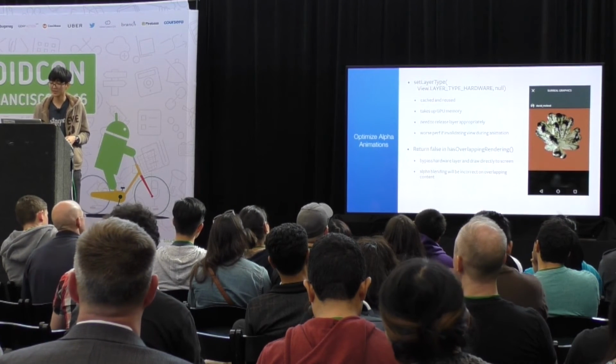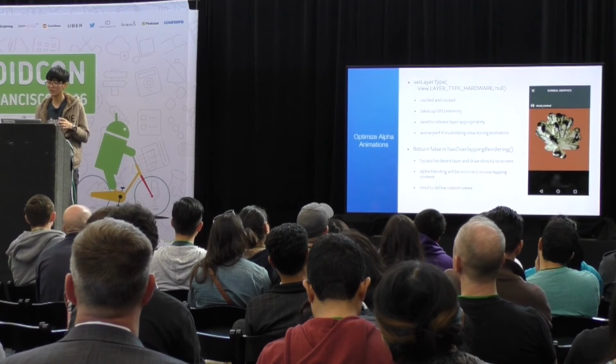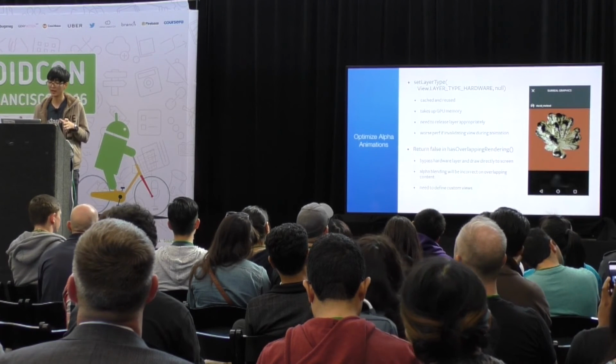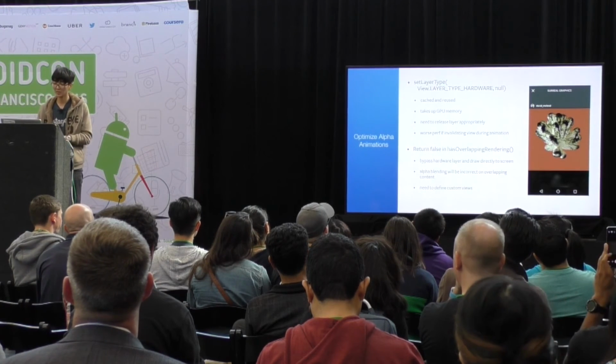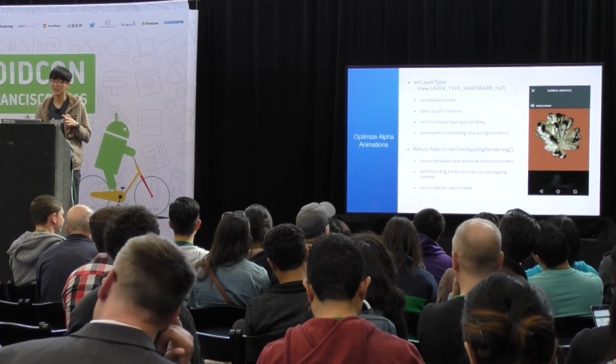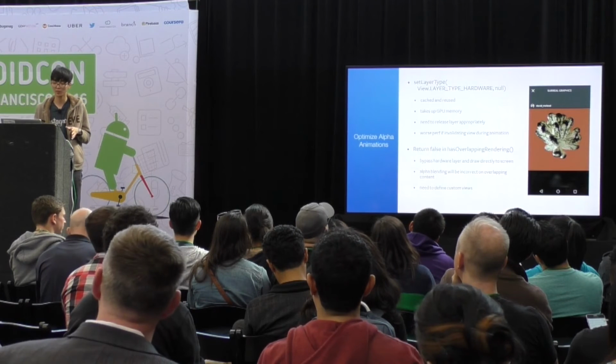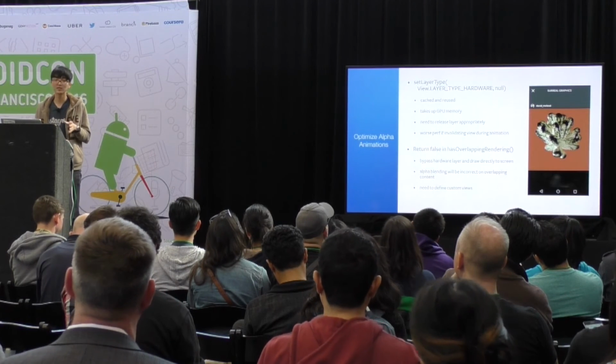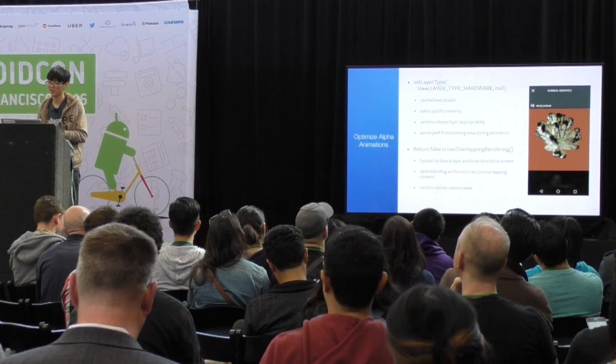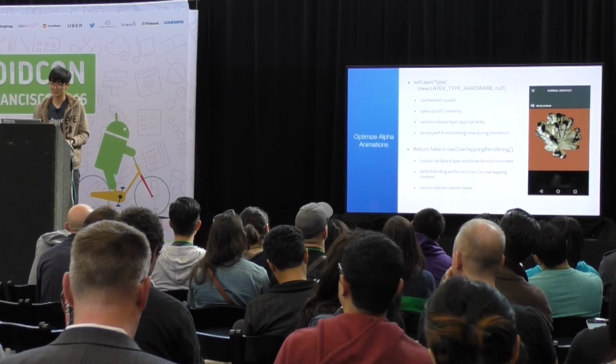But the biggest downside of this approach is that you have to define a bunch of custom views if you're doing a rather complicated animation. So let's say you're using a view group and want to assign different alphas to each child, but you won't be able to just override this method in the view group. You would basically have to define a custom view for each child and override this method, which isn't exactly ideal.